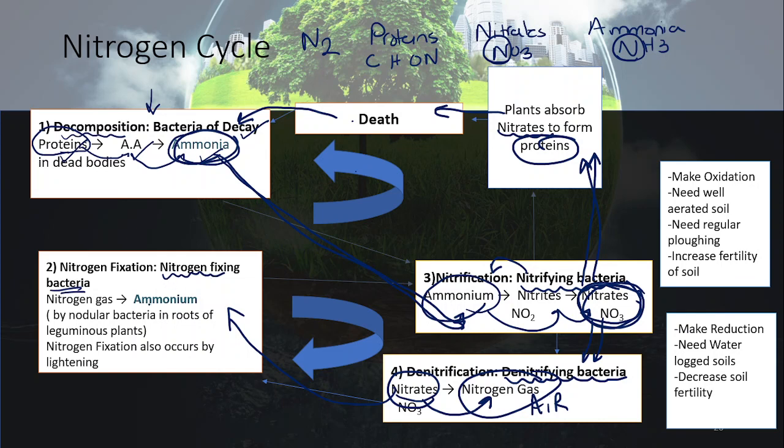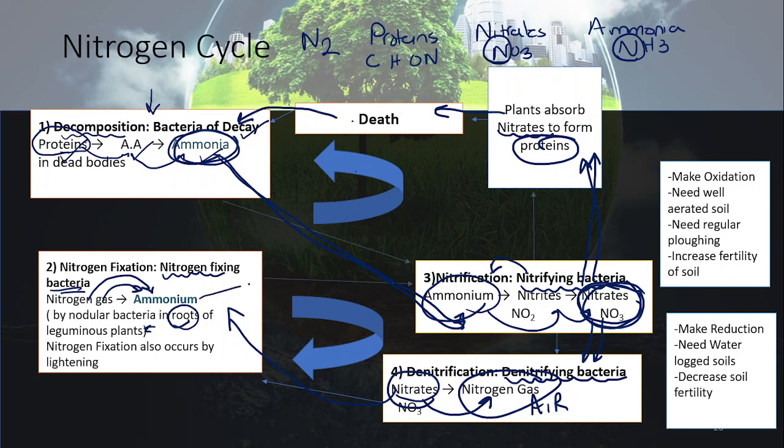Nitrogen fixing bacteria are actually present in the soil, in the roots of leguminous plants, which are some types of plants like the beans, the peas, the clover. These plants have this type of bacteria. What does this bacteria do? From the name, it fixes the nitrogen in the soil. How does it do this? By converting the nitrogen gas in the air into ammonium in the soil.